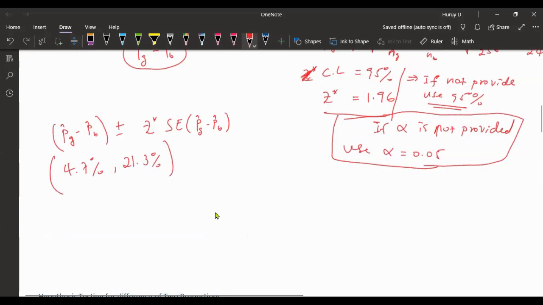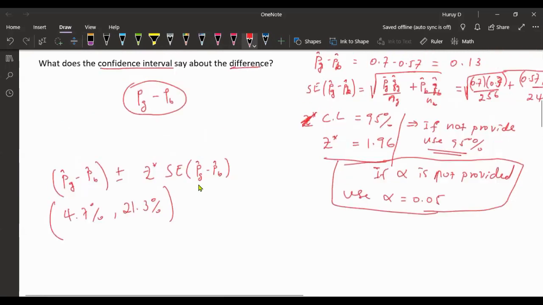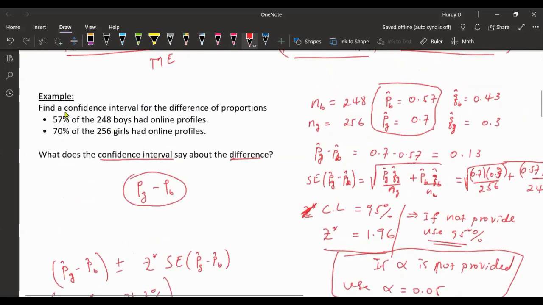Now, what do we mean by this? What does this show us, or how do we interpret this one? Well, the interpretation is the same. Here we are trying to see if there is a difference between these two. Now, what do you think? Well, we haven't reached the hypothesis test, but we can answer the question now.